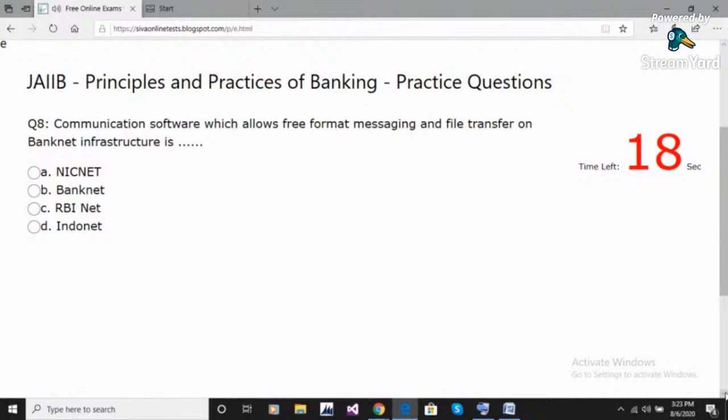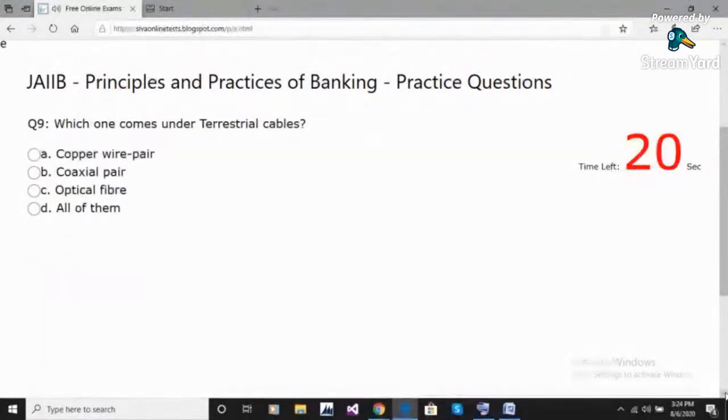Question 8. Communication software which allows free format messaging and file transfer on banknet infrastructure is. Option A. NICnet. Option B. Banknet. Option C. RBInet. Option D. Indonet. Answer C. RBInet.